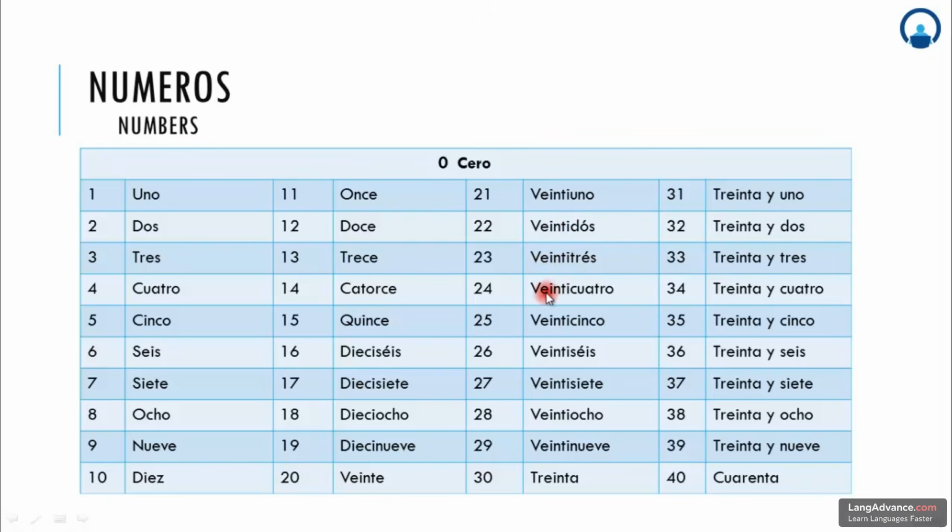23, 24, 25, 26, 27, 28, 29, and 30 is treinta, 31. 31 is 30 and 1. When we see the letter Y, it is denoted as and, the way we use and in English. Similarly, 30 and 1.